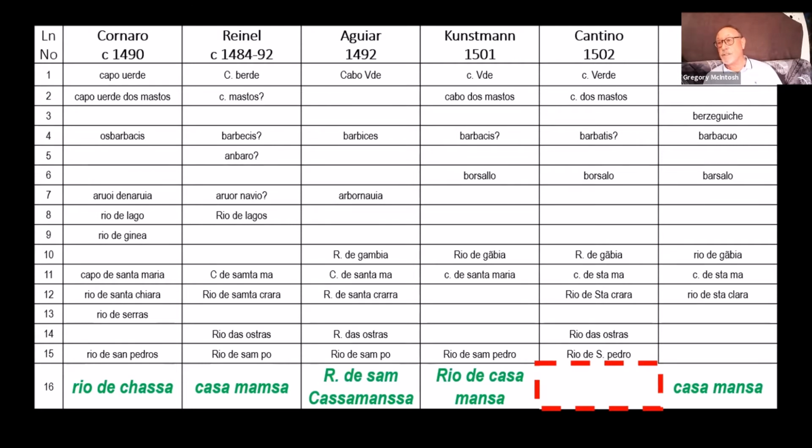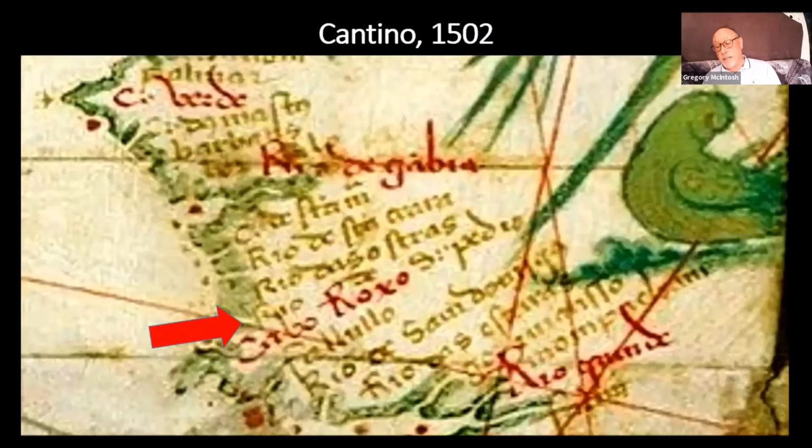By the way, if you're wondering if the missing place name Rio de Casamansa on the Cantino planisphere was effaced or erased, a look at the Cantino shows that it was obviously never written on the parchment. There is no room for it.